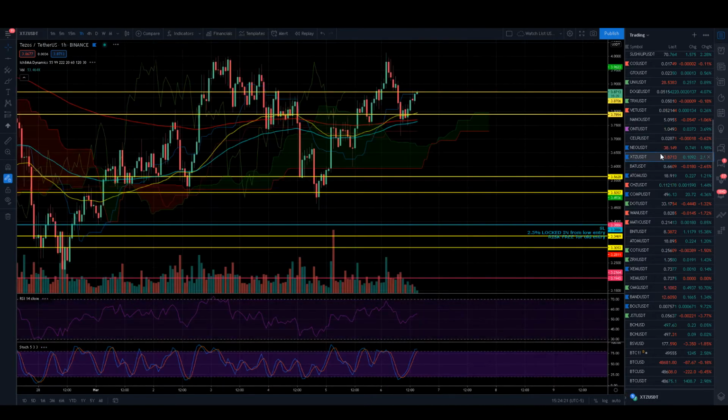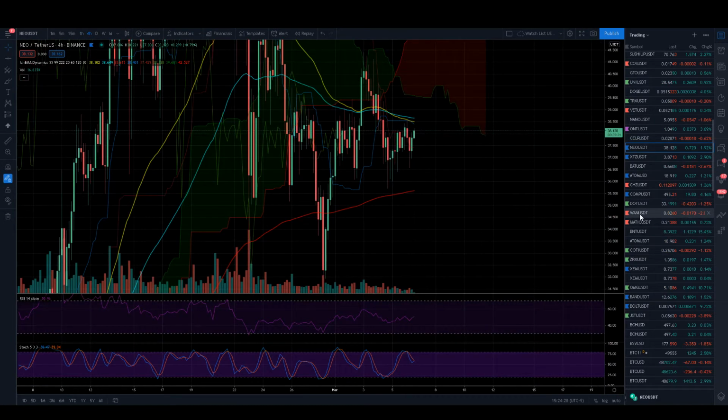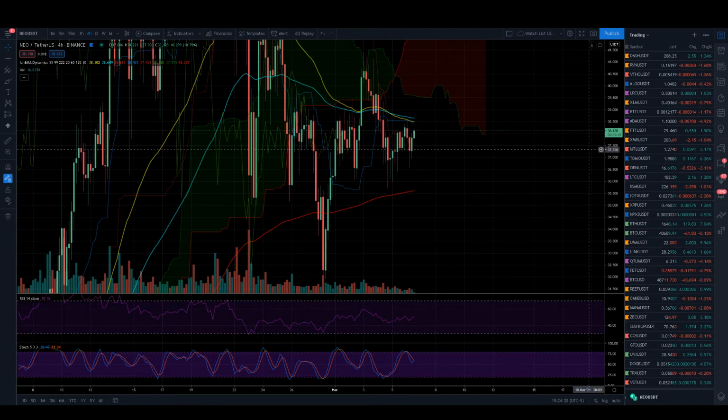But if you look at all the charts, that's what we're looking for. Now, that's on the hourly model I just showed you. If you look at the 4-hour model, a lot of things are very bullish on the 4-hour. NEO, not as much, but take a look.